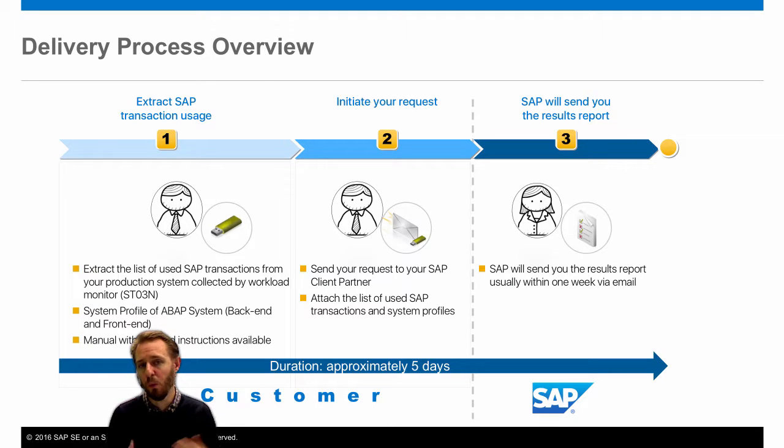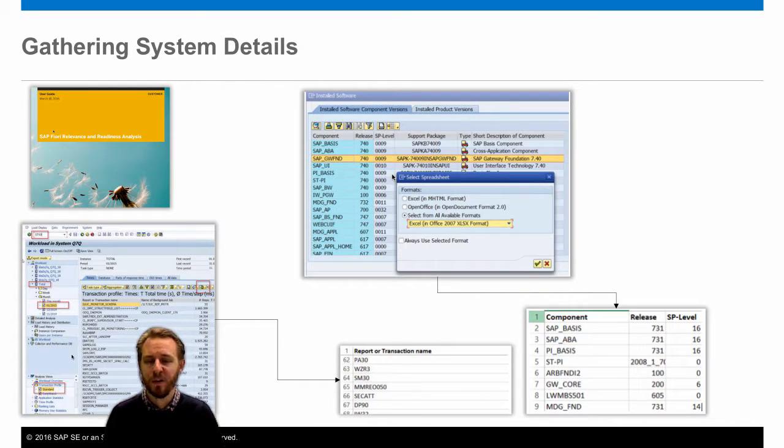From there, we can walk them through those applications if required and match those up to the technical requirements to get them moving forward. So you can see here a couple of screenshots showing the process. Here we have the Workload Monitor. We have the system profile, so which components, their releases and support pack levels. We can download those, send them off to us at SAP, and from there we can build up a great list of applications and get those back to the customers.